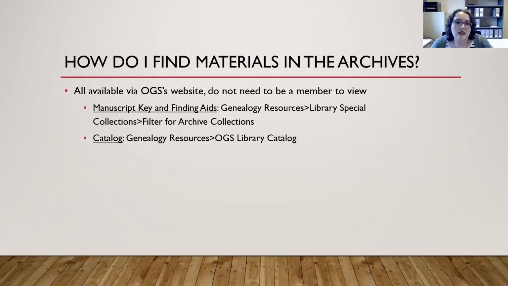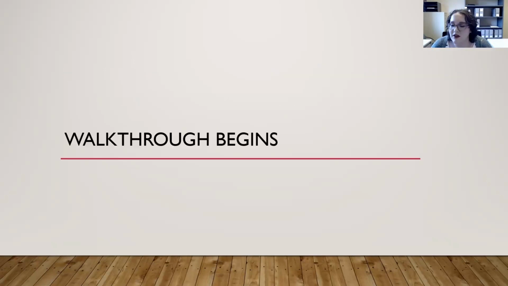So all of these resources are available on OGS's website. You do not have to be a member to view these resources. Manuscript keys and finding aids are available under Genealogy Resources, Library Special Collections, and then filter for archive collections. And I will show you how to do that. And then the catalog has its own button under Genealogy Resources. It's the very first button you can push. It'll take you to the library catalog. So without further ado, we'll move on to the walkthroughs.